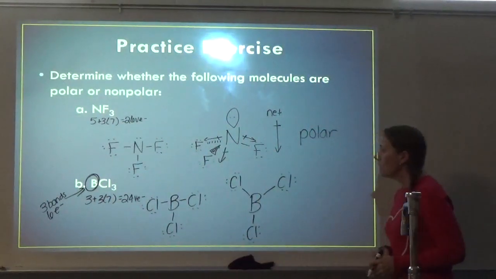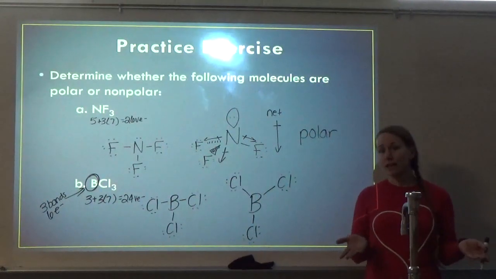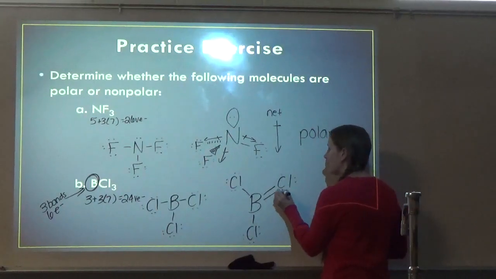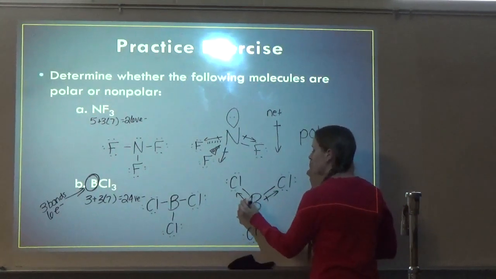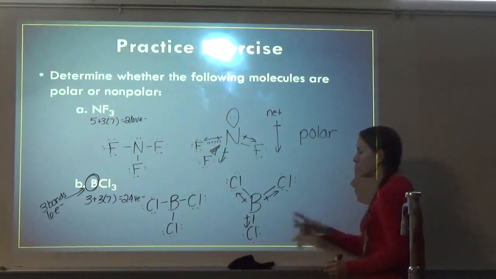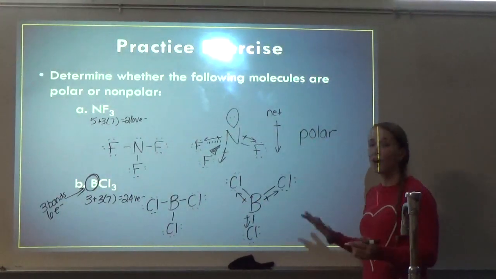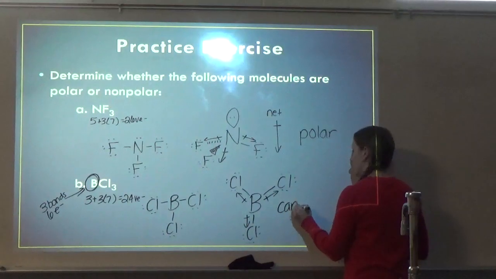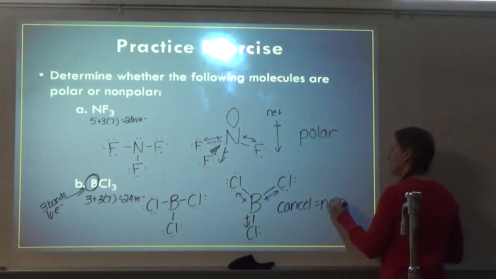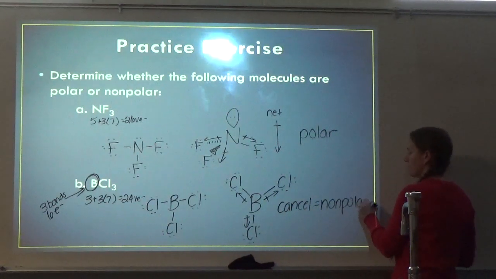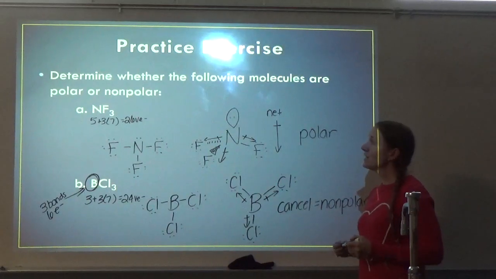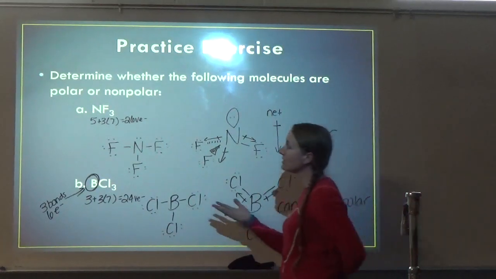Just like that. Okay, so Cl is closer to F than B is, so all of my dipoles are going to point towards my Cl. And so notice they're all in an equal magnitude and opposite direction, so they are going to cancel. And so that makes this molecule nonpolar.